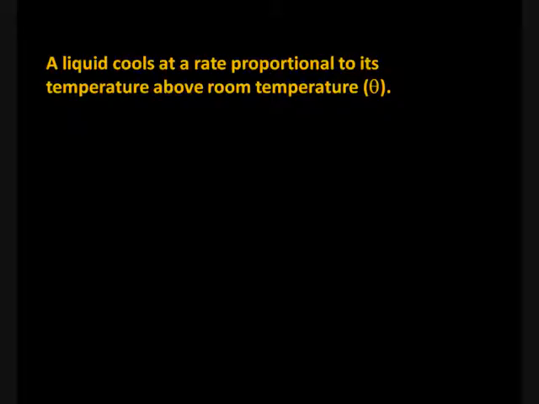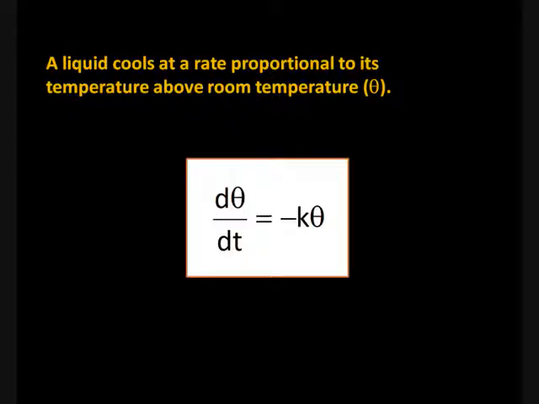Okay, here's the maths bit. A liquid cools at a rate proportional to its temperature above room temperature, which I'm calling theta. So our differential equation is d theta by dt, that's the rate of change of temperature, equals minus k theta. K is the constant of proportionality, theta is the temperature above room temperature, and I put a minus sign because the gradient is negative, because it's cooling.